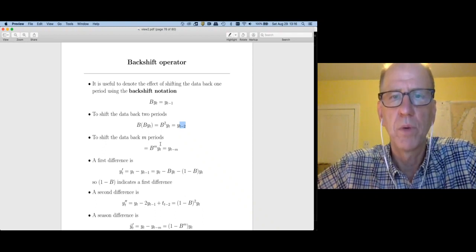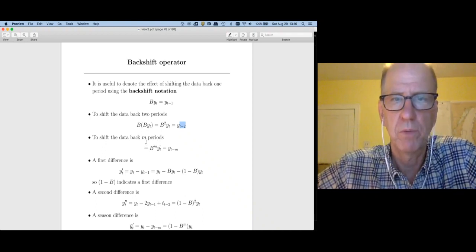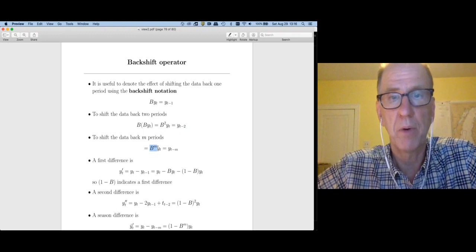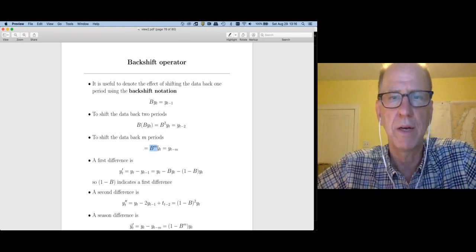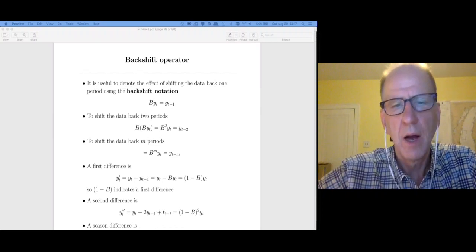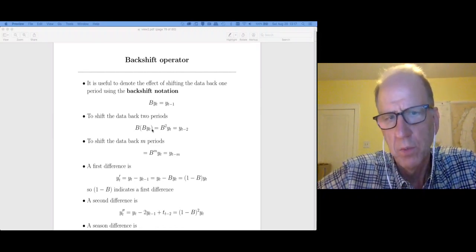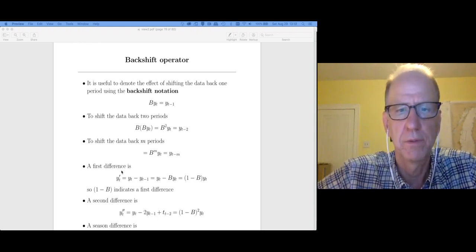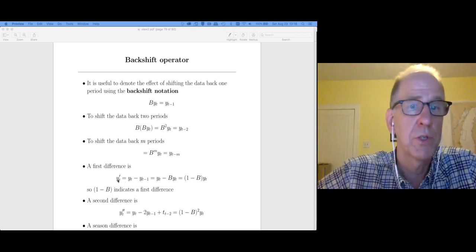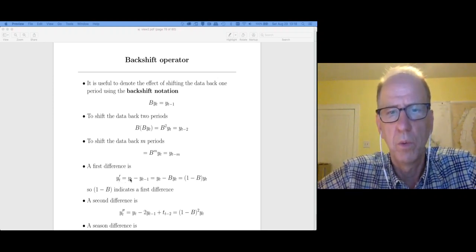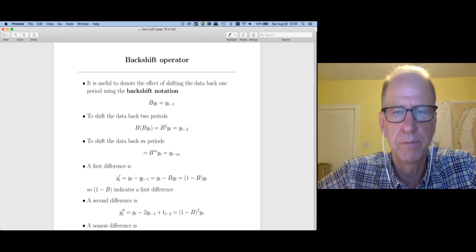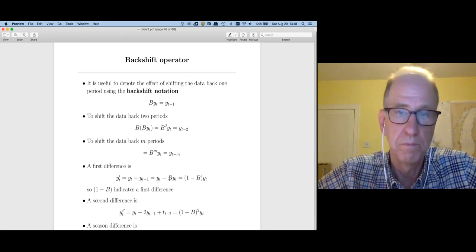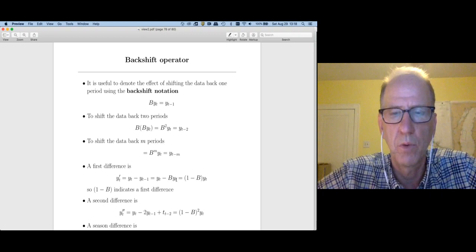In general, if we want to shift something back m periods, if I want to compare this August with last August, I would use B to the 12th power if I have monthly data, B to the 4th power if I have quarterly data. I want to go over a few more situations. So how do we express a first order difference using this backshift operator? Well, remember what the first order difference is. We're going to take just the current value minus the previous value. But using the backshift notation, that would be yt minus B times yt, or B operated on yt.